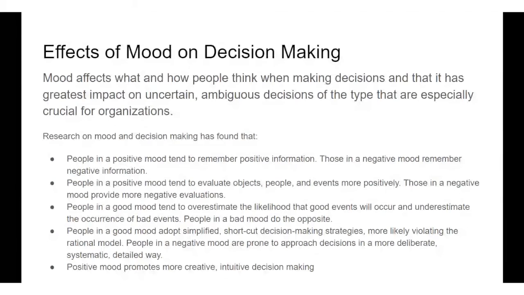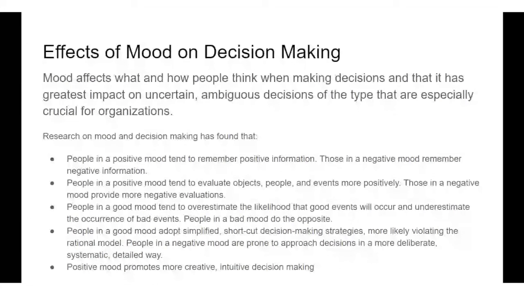And what are some of the effects of that? Well, basically, research on mood and decision-making has found that people in a positive mood tend to remember positive information. Those in a negative mood tend to remember only negative information. People in a positive mood tend to evaluate objects, people, and events more positively. Negative mood, opposite. People in a good mood tend to overestimate the likelihood of good events happening. People in a bad mood tend to overestimate the negative.